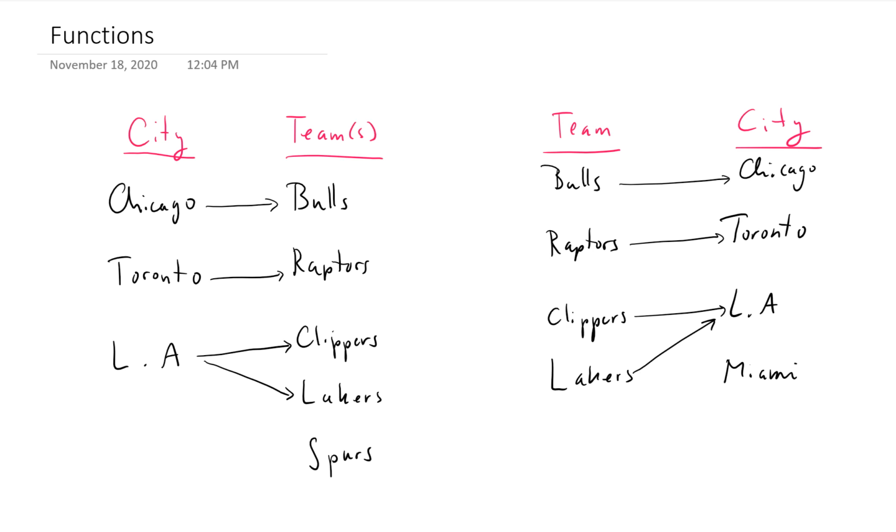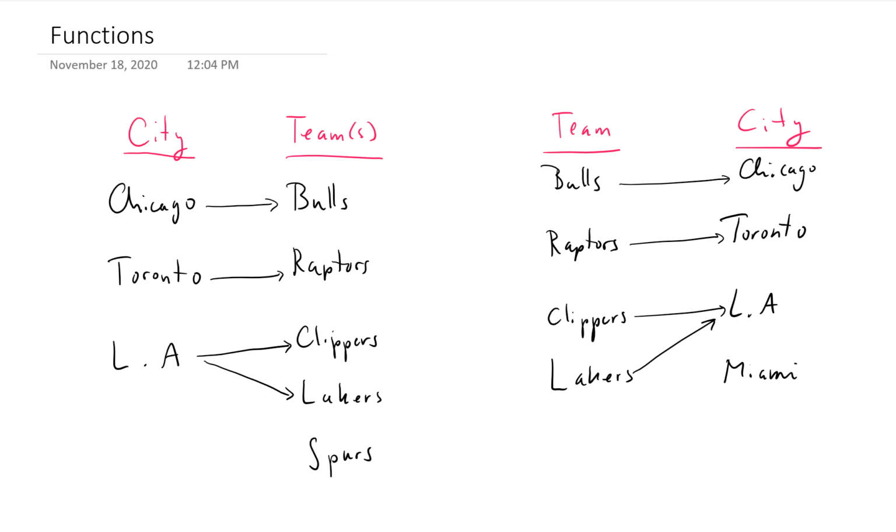If you know basketball a little bit, it's pretty obvious that on the first correspondence, I've related cities to the teams that are hosted in that city. So, for example, in Chicago, we find the Bulls. In Toronto, we find the Raptors. And in LA, LA has two teams, the Clippers and Lakers. And there's a team that's not assigned to a specific city, the Spurs, which is in San Antonio. San Antonio is not part of the cities I've listed on the left column, so there's no arrow going to the Spurs. But what's interesting is that we have two arrows going to Clippers and Lakers.